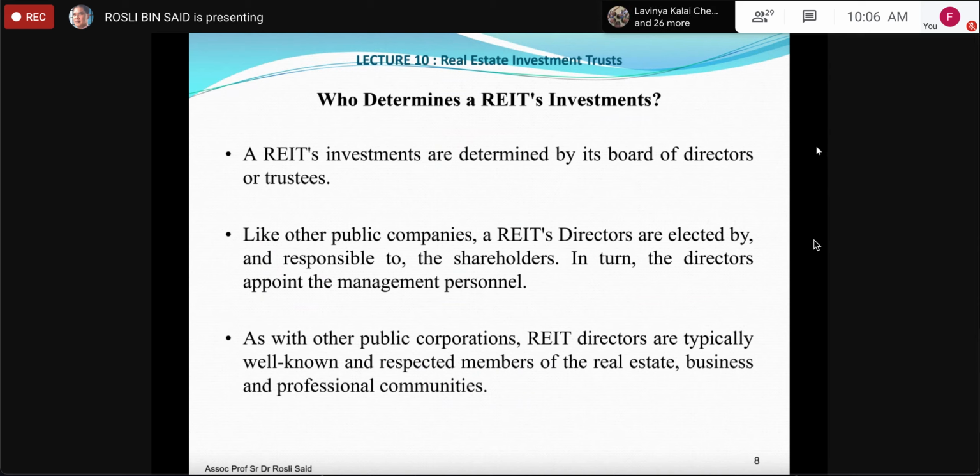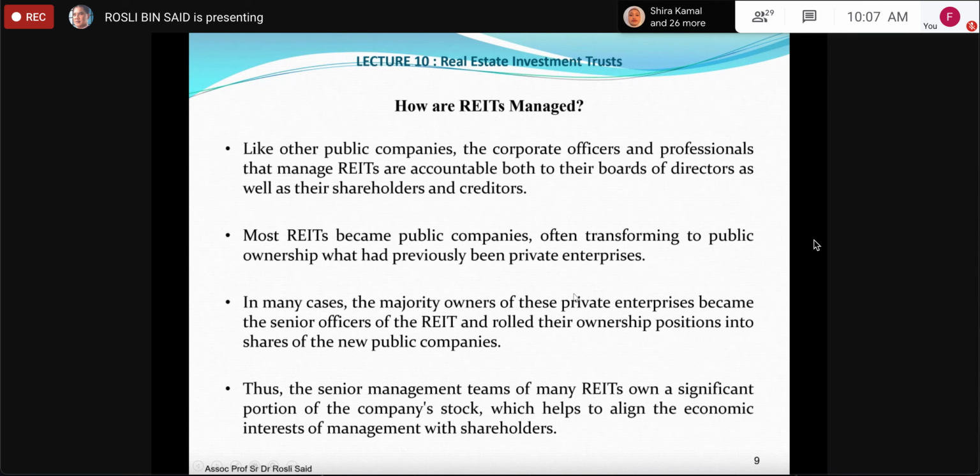The same thing applies for REITs. The directors are elected by the shareholders, and the shareholders can remove them during the annual general meeting if they think the existing board is not good at running the company. For example, they do not fit, or they do not diversify, so the level of business is the same as a year ago. Basically, they can remove this kind of board. As with other public corporations, REIT directors are typically well-known, respected members of the real estate community, as I said just now. So how are REITs managed?